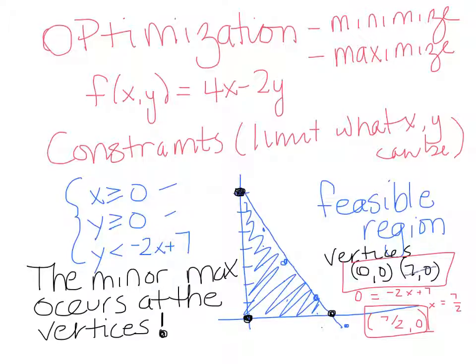Oops, I meant to say the vertex here was 0, 7. So that fixes that. Sorry about that. I owe somebody a Jolly Rancher.